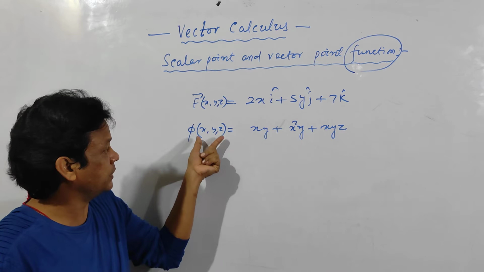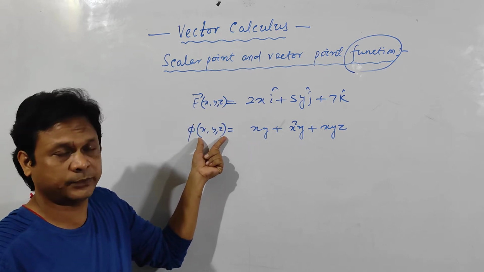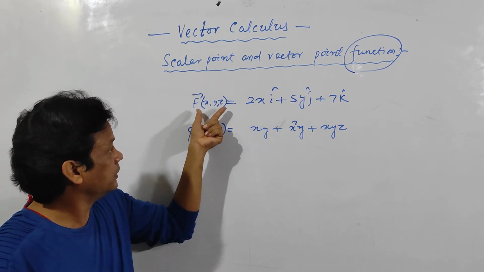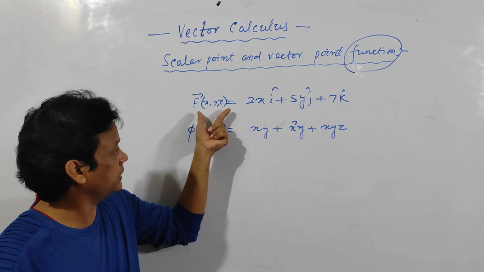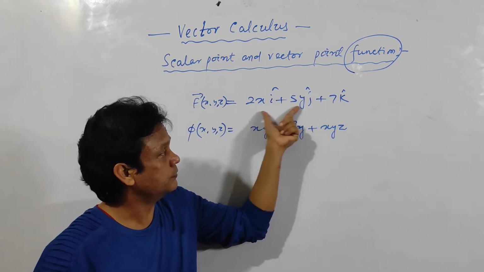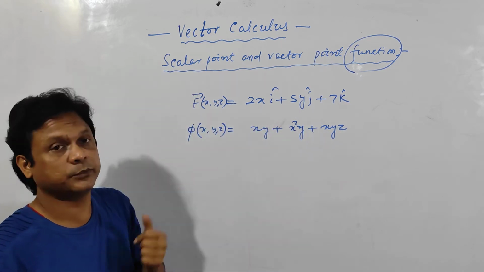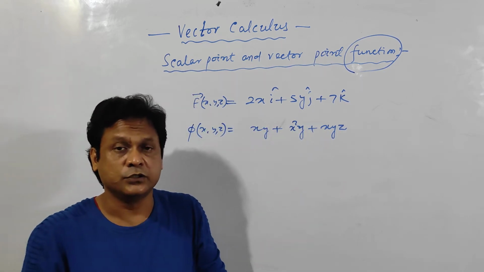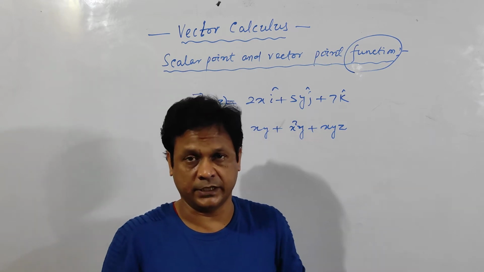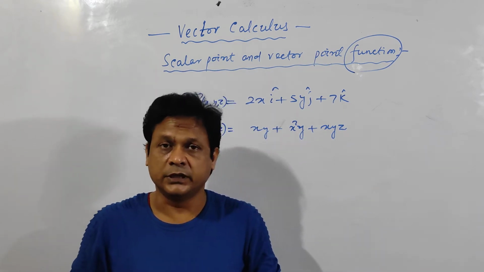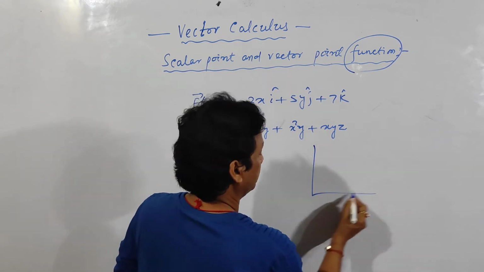Both are a function of xyz. This is a function of xyz. This is also a function of xyz. But here, function of xyz is expressed in terms of ijk, that means in terms of a vector quantity. So the function is called a vector point function. That means every point should be expressed in terms of ijk. Clear?